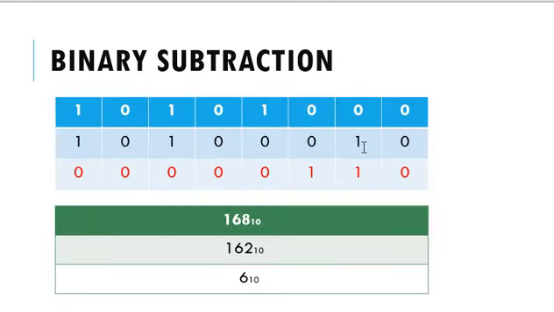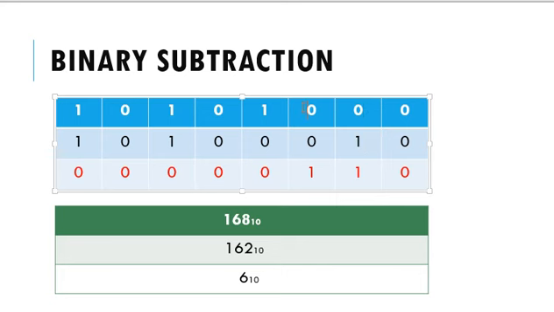So 0 minus 1, we need to borrow 1 now. I need you to focus on this part because this is kinda complicated. So here class, we have 0 minus 1, so we borrow 1 from here.